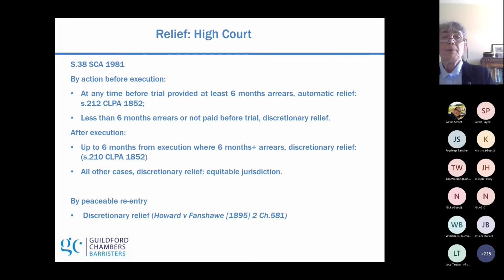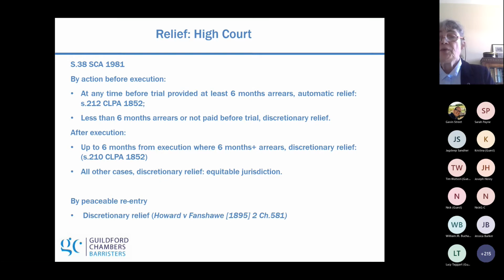After execution, the tenant is entitled to discretionary relief if all arrears and costs are paid within 6 months of execution. This is where there are at least 6 months of arrears. But after 6 months, the tenant is barred from all relief. In other cases, i.e. where there is less than 6 months arrears, then one is looking at the equitable jurisdiction. This follows the law, and so the 6-month limit will again be the guideline.